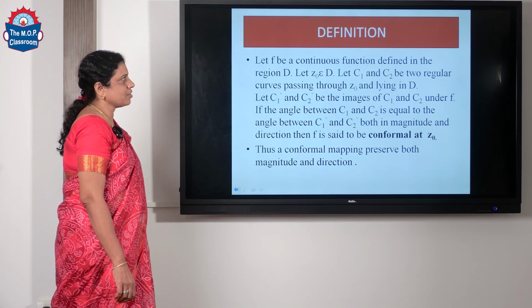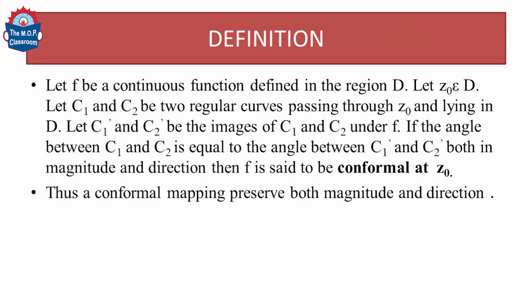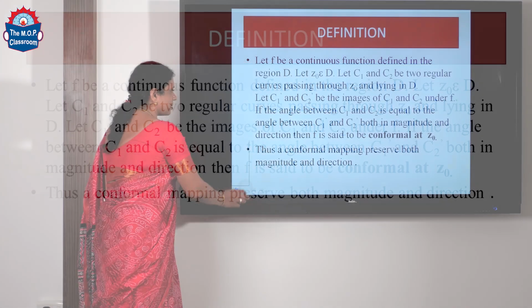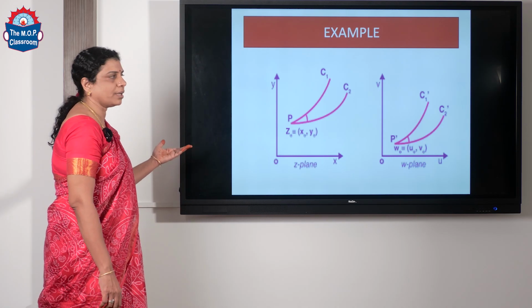So, now we will see the definition of a conformal mapping. Let f be a continuous function defined in the region D. Let z naught belong to D. Let C1 and C2 be regular curves passing through z naught lying in D. Let C1 prime and C2 prime be the images of C1 and C2 under f. If the angle between C1 and C2 is equal to the angle between C1 prime and C2 prime, both in magnitude and direction, then we say f is conformal at z naught. Thus, a conformal mapping preserves both magnitude and direction, as represented in the diagram.